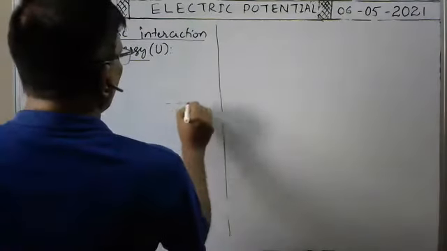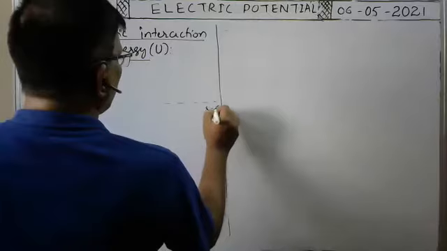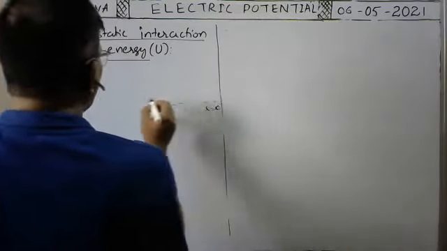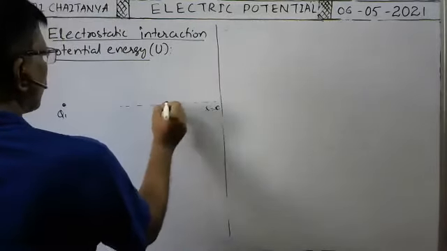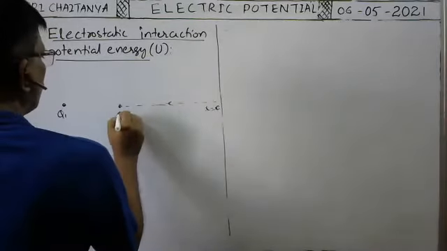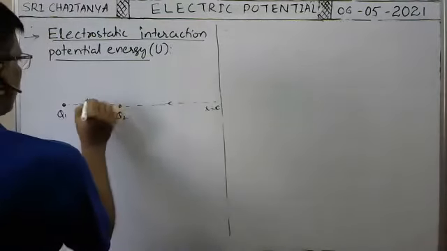Suppose here it is infinity. R is equal to infinity. From this, a charge Q2 is brought from infinity to this point Q2, which is at a distance small r.